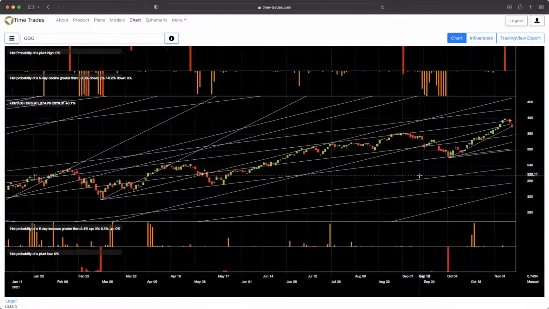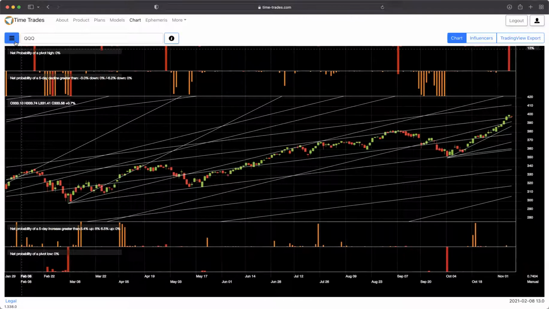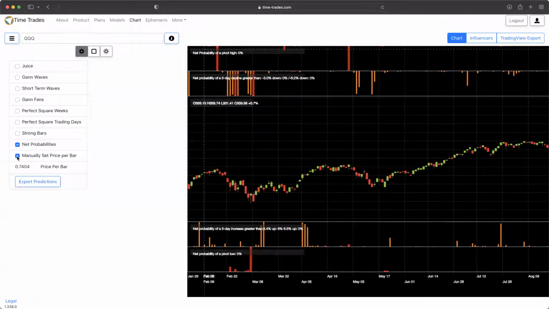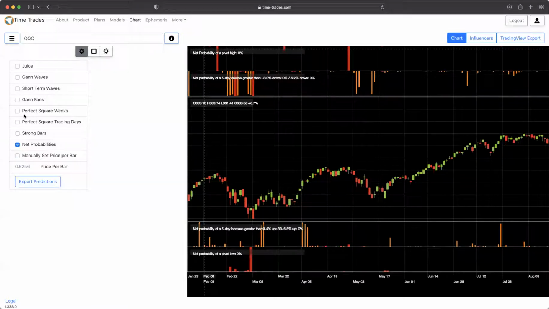Okay, so that is the Gann fan feature, and I'm going to turn that off, and I'm going to turn this back to auto. And now we're going to cover perfect square weeks and perfect square trading days. Okay, so perfect square weeks. What is a perfect square? A perfect square is a number like 16 or 25 or 49. It basically has an integer square root. And W.D. Gann used a lot of these.